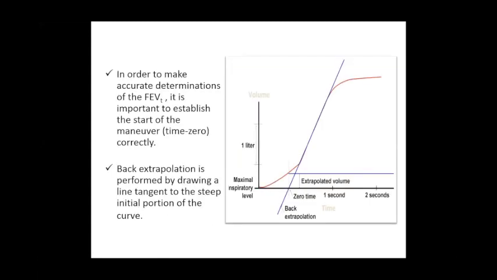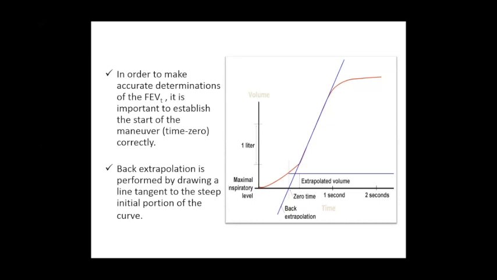However, what if the patient starts this test inaccurately, or hesitates when he blows the breath, or delays starting, or makes a poor effort? We ask the patient to repeat the test. However, if the patient always starts the test late, or has a delayed start, we can perform a back extrapolation. It's a technique that we perform to get an accurate measurement for FEV1 and FVC.